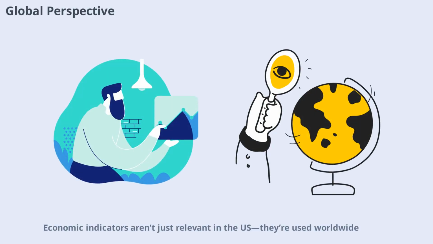Economic indicators aren't just relevant in the US, they're used worldwide. Every country tracks its own yield curve, unemployment claims, consumer confidence, manufacturing activity, and stock market performance. By monitoring global indicators, you can spot international trends and prepare for global shifts. Staying informed about the world economy helps you make better decisions at home.